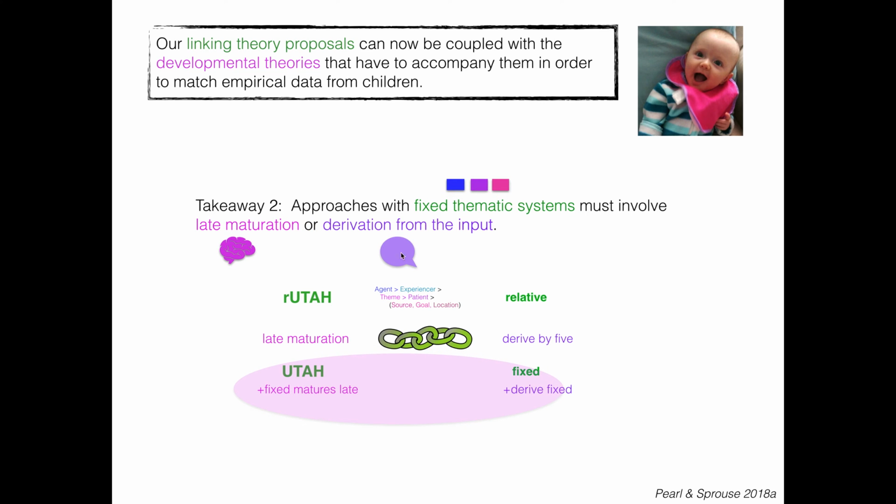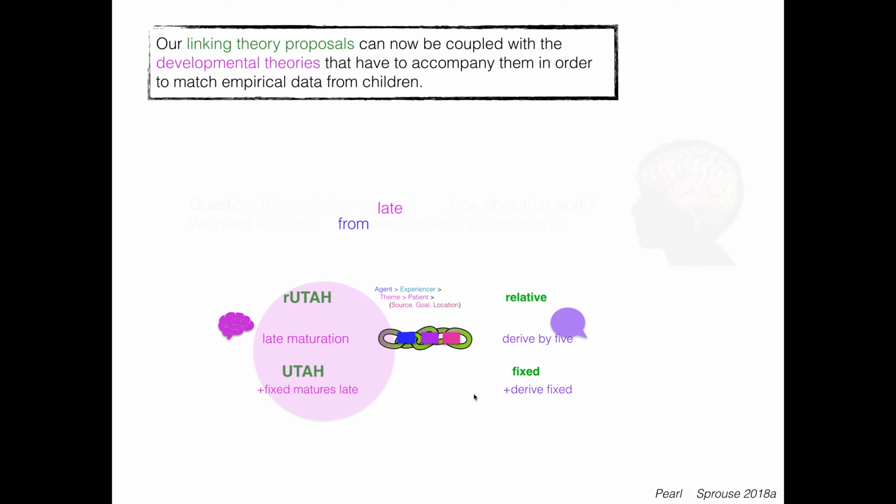And second, approaches with a fixed thematic system, so classic Utah and its derived mapping variant, they have to involve either late maturation of that fixed representation or derivation of it from the input. I mean, it's possible, right? But you just can't have that, right? That needs to somehow be learned or developed as well. And maybe that's not something that we really thought about before.